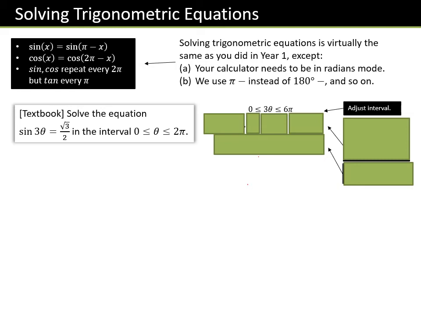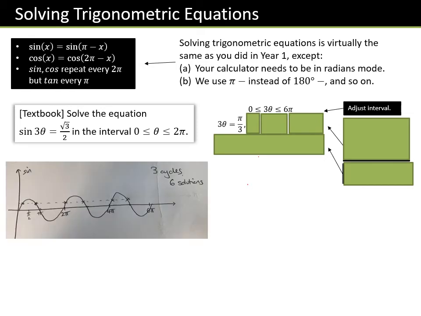Once we've done that, you can do inverse sine of √3 over 2. Well, we know that that's pi over 3. So that's our principal solution. That's our first one. 3 theta must be pi over 3. We can also know that in this range from 0 to 6 pi, we've basically got 3 cycles of the sine graph.